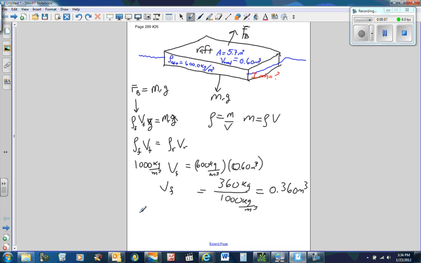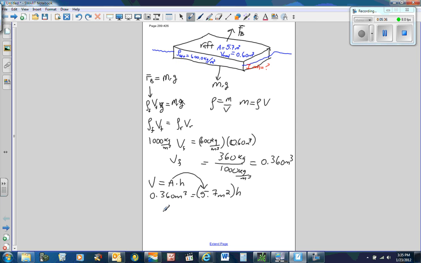What is volume? Well, if you remember from math, volume is area times height. And so we have 0.360 meters cubed equals, do we know area? Sure, we know area. It gave it to us. It's 5.7 meters squared times H. So the only thing we don't know is H there.